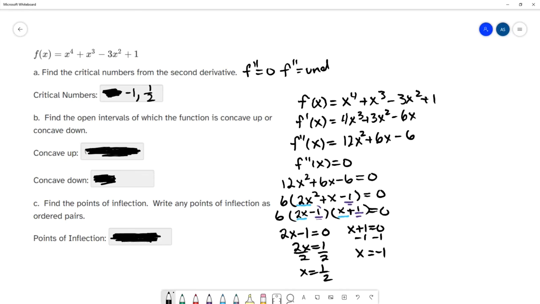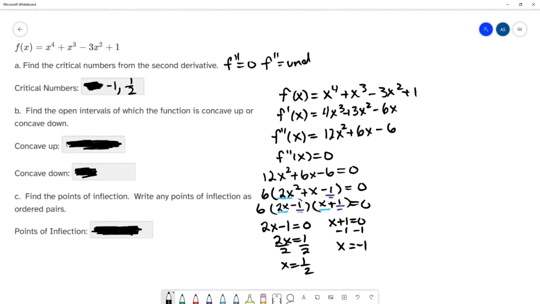Now I need to find those intervals of concave up and concave down. So let me pause here because I found where the second derivative is equal to 0, but I always need to consider where is the second derivative undefined.